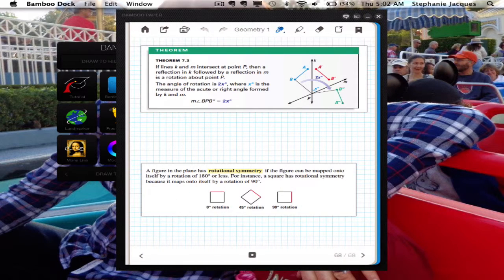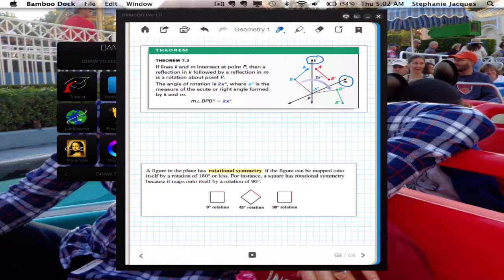Yes, there's a theorem that goes with these. So theorem 7.3: if lines K and M intersect, so we have K and M right here, so I'll circle those, and they're intersecting right here at P, then a reflection in K, so we have K here, followed by a reflection in M, is a rotation about point P.